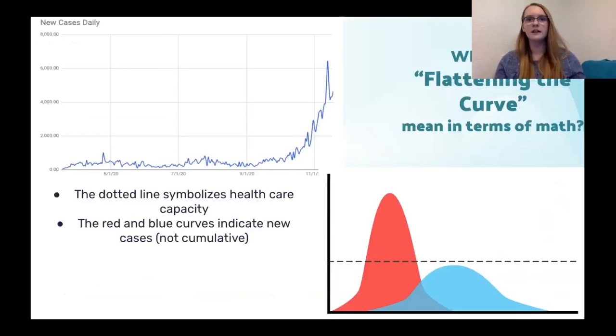We can see that the dotted line arbitrarily indicates the hospital capacity, and there are two curves. What we want to avoid is a curve similar to the red one. One thing to note is that both of these curves indicate the same amount of cases, which is very important. The only difference is a matter of time and how much time it takes for these cases to pan out.